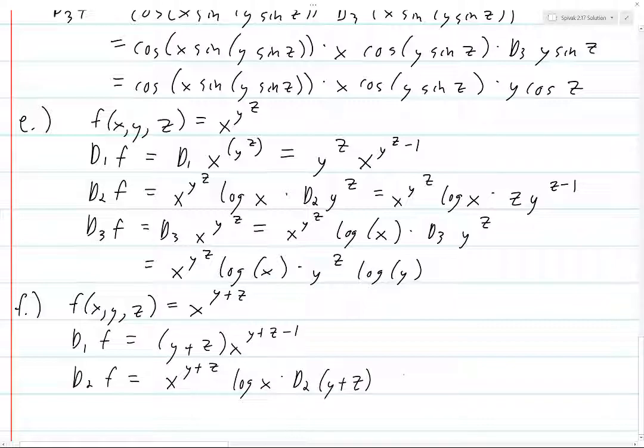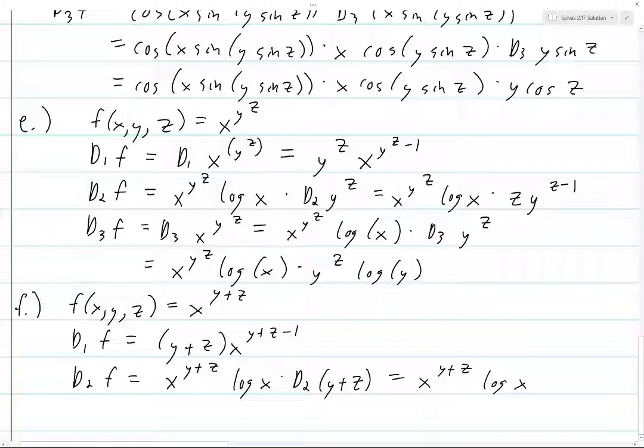And when you take the derivative with respect to y of y plus z, the y will become a 1 and the z will become a 0, and so this is just going to be x to the y plus z times log of x. And, okay, so the derivative with respect to y of y plus z is 1.